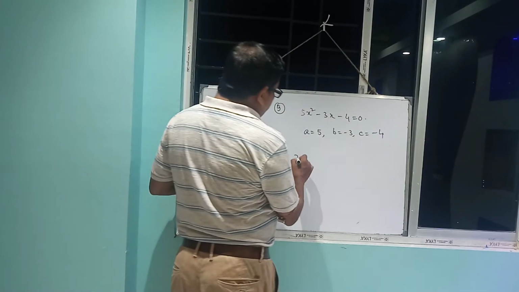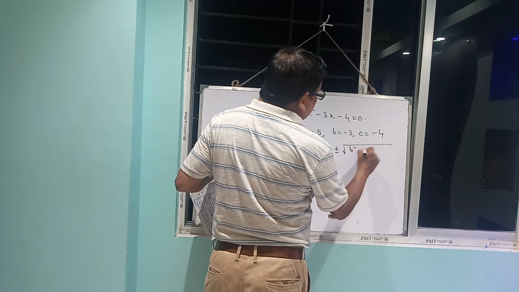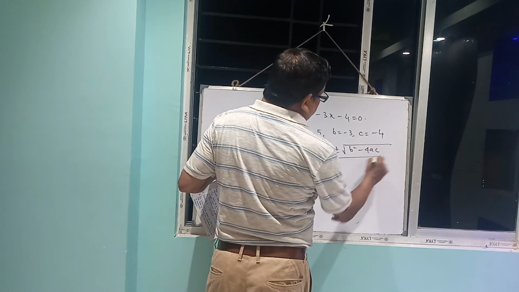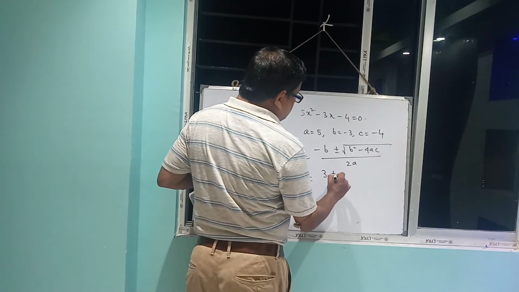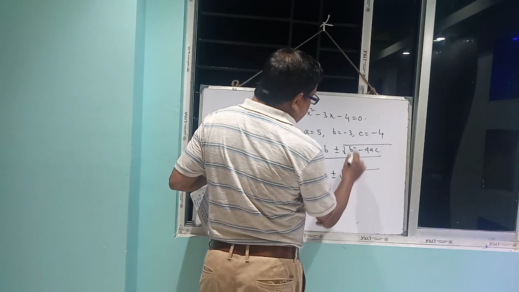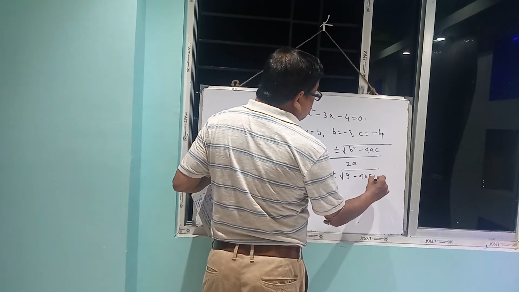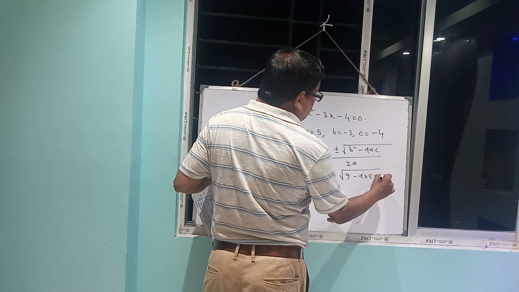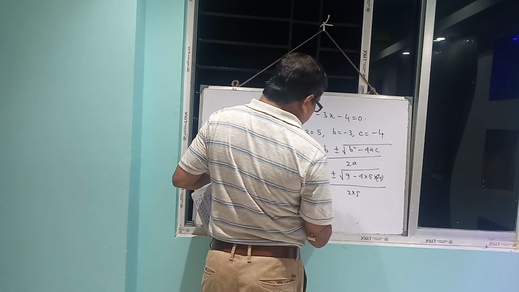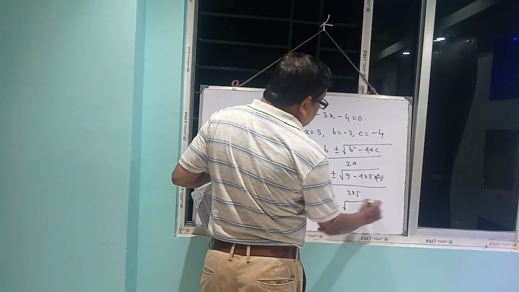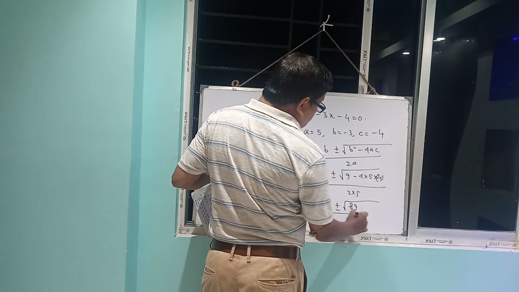So x equal to, all of you know, minus b plus minus square root of b square minus 4ac by 2a. Let's put: 3 plus minus square root of b square, which is 9, minus 4ac, where a means 5 and c means minus 4, by 2a, 2 into 5. So write 3 plus minus square root of 89, both minus and plus, by 10.